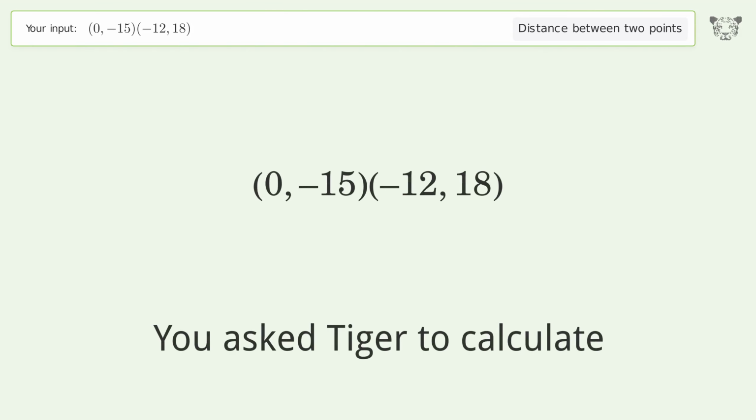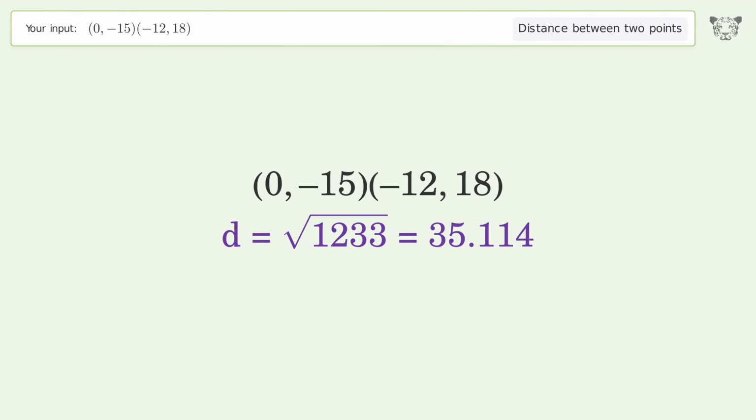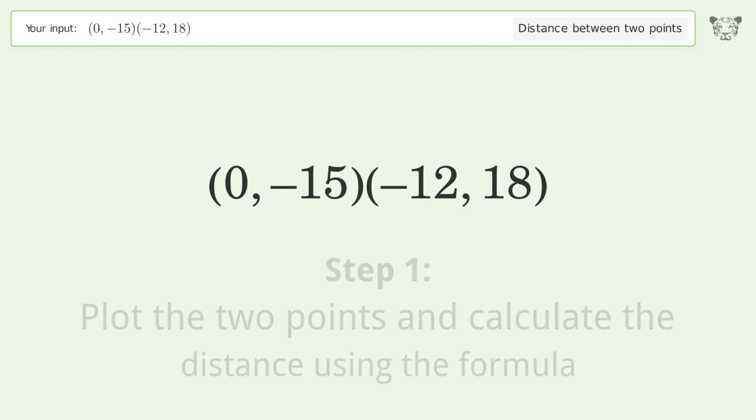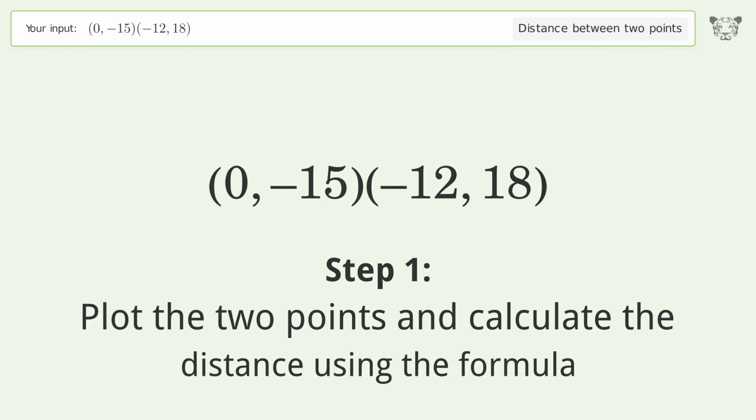You ask Tiger to calculate. This deals with the distance between 2 points. The distance between the 2 points is the square root of 1,233, or 35.114. Let's solve it step by step. Plot the 2 points and calculate the distance using the formula.